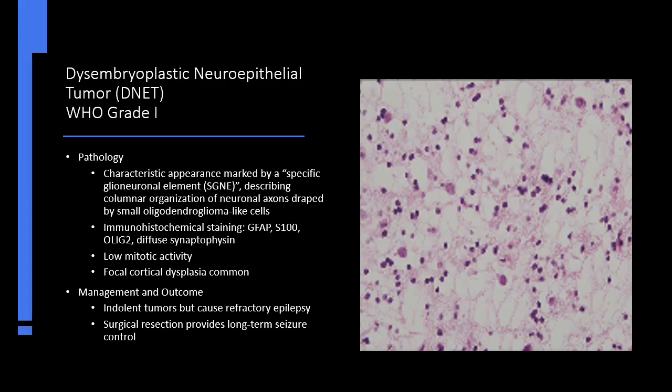DNETs have a characteristic appearance marked by a specific glioneuronal element, which describes the columnar organization of neuronal axons draped by small oligodendroglioma-like cells. This pattern results in nodular organization of the tumor within the cortex. Stellate astrocytes are positive for GFAP, and oligodendrocyte-like cells are S100 and OLIG2 positive. Synaptophysin is diffusely present in the neuronal elements of the tumor. They have low mitotic activity and do not demonstrate 1p19q deletions. Focal dysplasia is commonly seen associated with DNETs, suggesting the dysembryoplastic origin of these tumors.